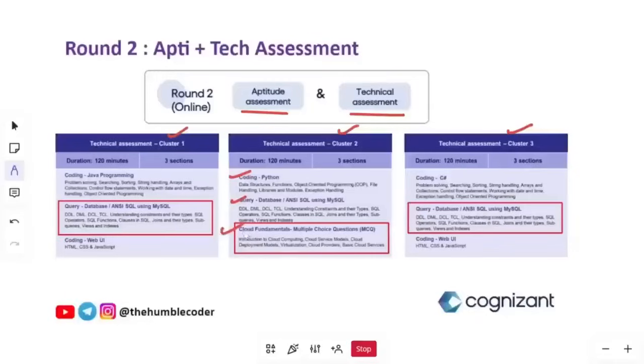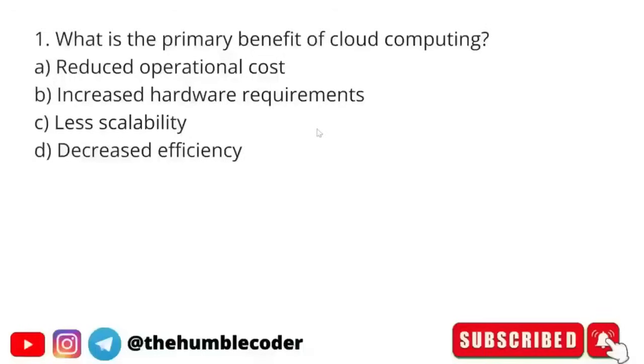And this video is going to be for this part, that is cloud fundamentals, multiple choice questions, and these are the topics that are given. The topics are introduction to cloud computing, cloud service models, cloud deployment models, virtualization, cloud providers, basic cloud services. So you will get MCQs on these topics. Okay, so let's look at this question. What is the primary benefit of cloud computing? The options that we have are reduced operational cost, increased hardware requirements, less scalability, decreased efficiency. So the correct answer for this question is going to be option number A, which is reduced operational cost.